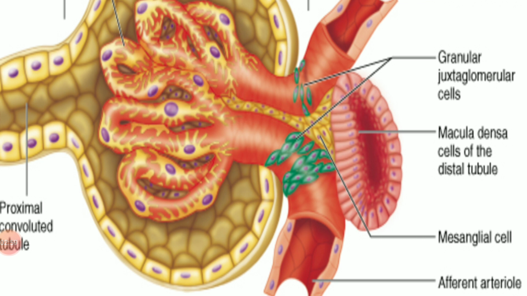Now this group of cells, the JG cell, the mesangial cell and the macula densa cell, are acting together to regulate the filtration of the blood through this capillary. From the afferent arteriole, the blood goes into the capillaries, and from these capillaries the blood is ultrafiltrated. We had already discussed this.